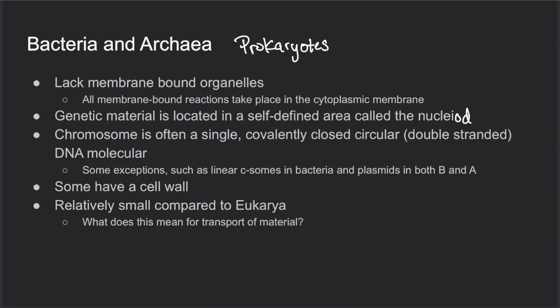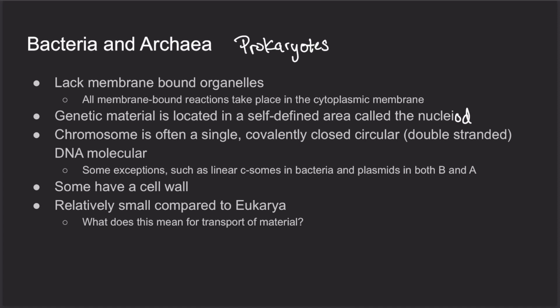Okay, and that is right because prokaryotes do not have membrane-bound organelles. The nucleus in eukaryotes is a membrane-bound organelle. So by definition, they cannot have a nucleus. They have a nucleoid, which is essentially just a spot in the middle of the cell where all the genetic material is concentrated.